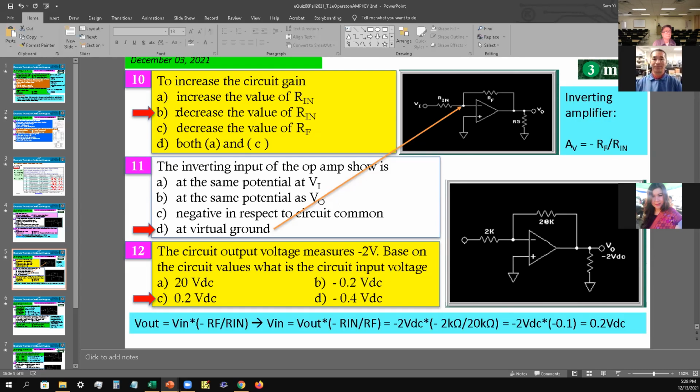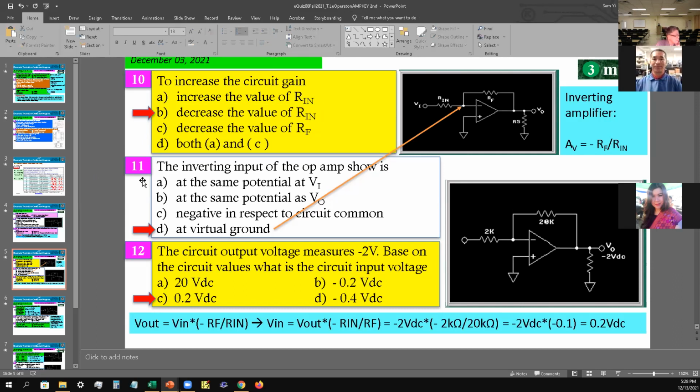So therefore, decrease Rin right here. We didn't increase, so this one's an increase Rin. No, that's incorrect. Decrease RF, no, that would be incorrect. So the answer is only B is correct for number 10. B as in Bob for number 10.